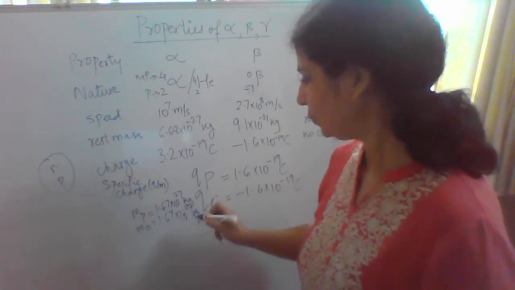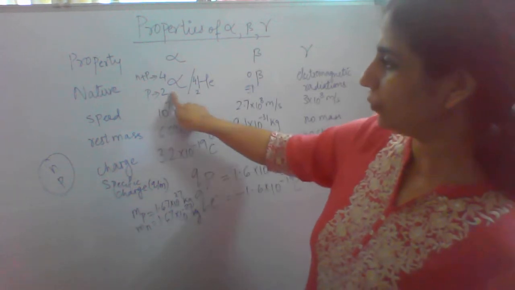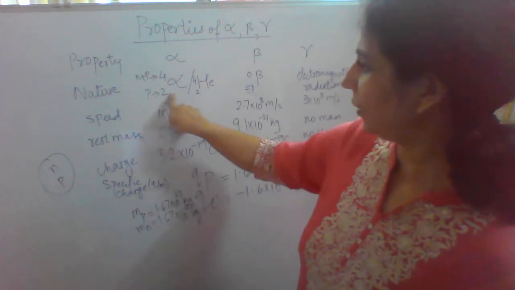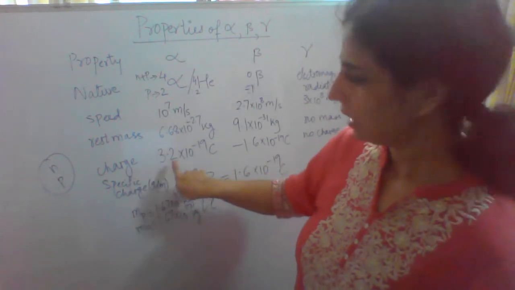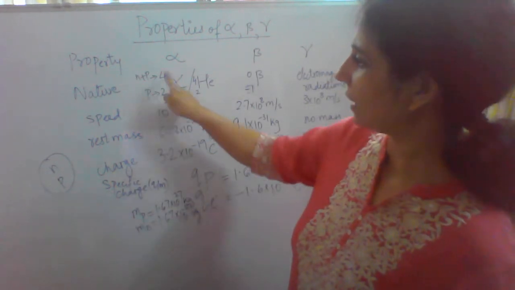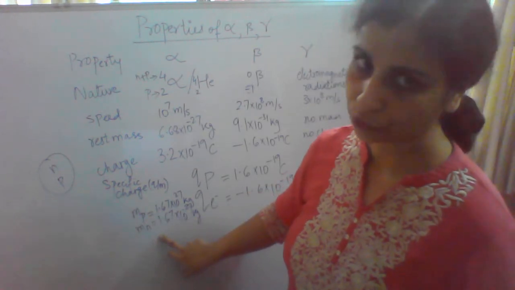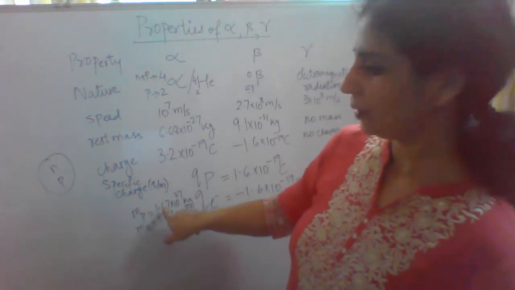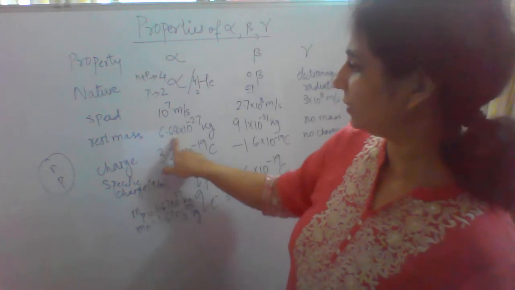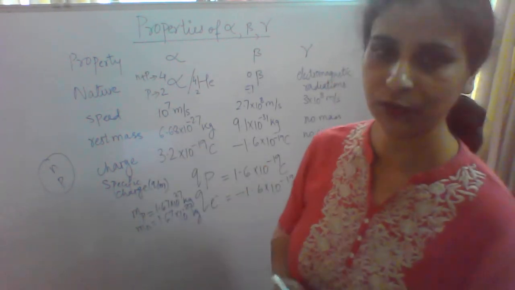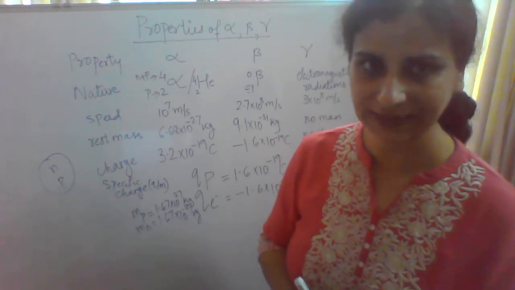So now we found out that 2 protons means how much charge. Because one charge is this much, multiplying by 2 gives the total charge. In the same way, let us find the mass of 2 protons and 2 neutrons. So 4 × 1.67 × 10^-27 gives 6.68 × 10^-27 kg.